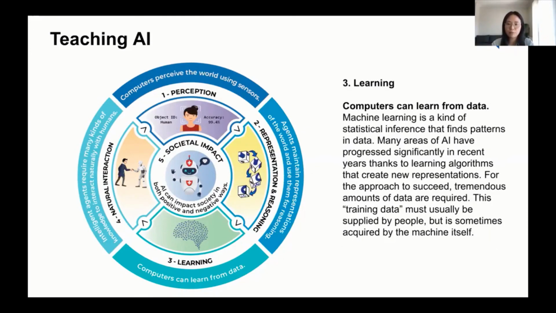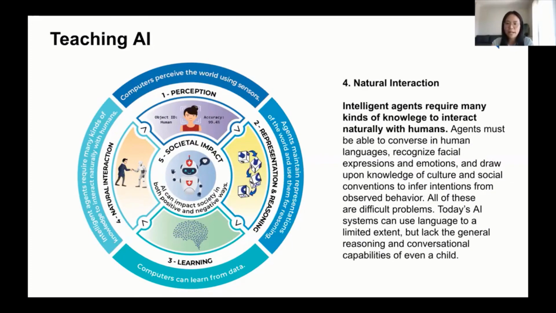And then number 3, learning. Computers can learn from data, yes. So just by having it exposed, it might not be aware of what's going on. You need to make sure that you feed it in forms that are digestible, in data forms. And number 4, natural interaction. Intelligent agents require many kinds of knowledge to interact naturally with humans. So in order for these AIs to interact with humans, they have to be sophisticated. So that's what it means.